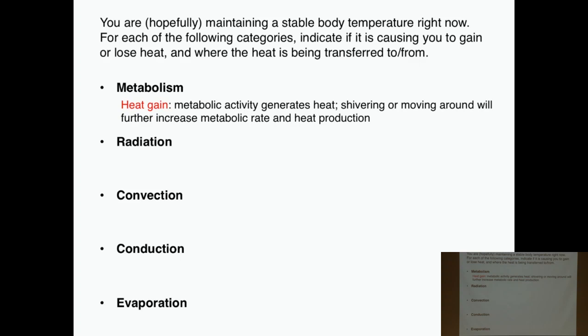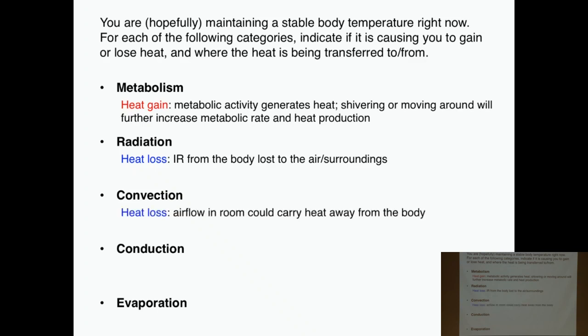What about radiation? Right, so that one, for now at least, is a negative. You're probably losing more heat to the air and the surroundings than you're gaining. In some cases, you might actually be gaining more heat if you're out in the sun, for example, and it's warmer. What about convection? If there's air currents that are moving, what are they doing? Those are causing the loss of heat, so airflow in the room can also carry heat away from the body.